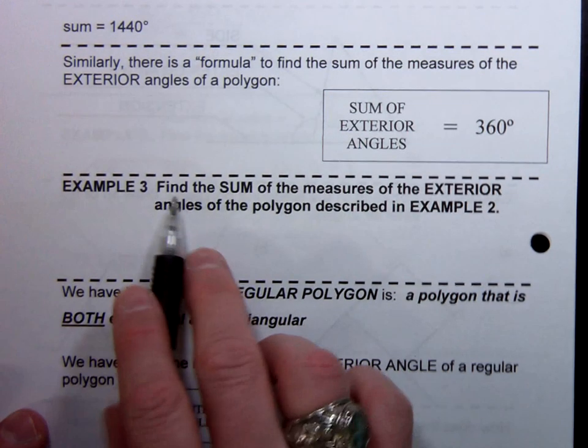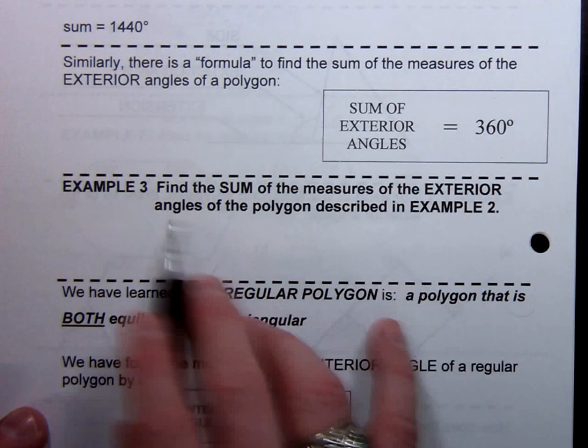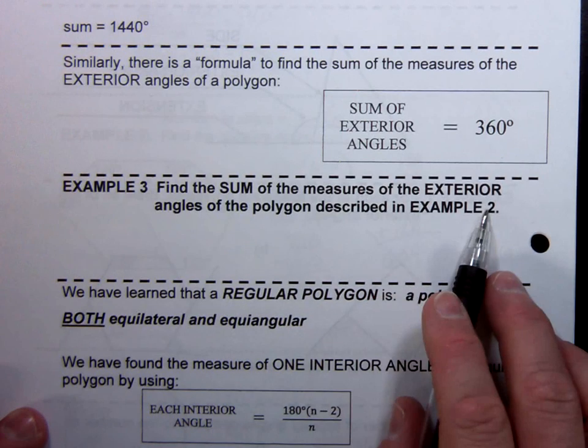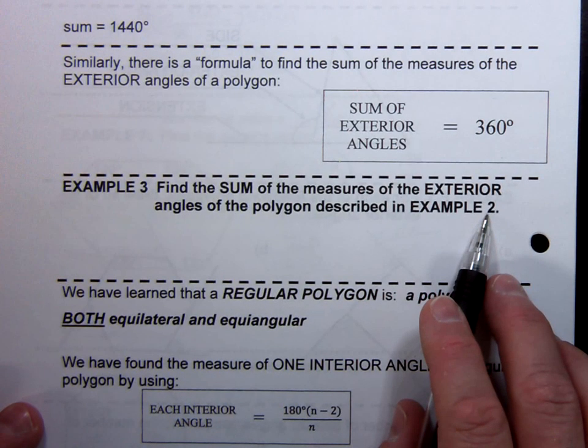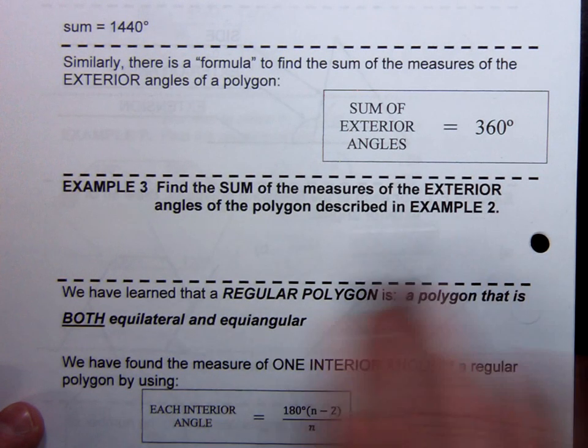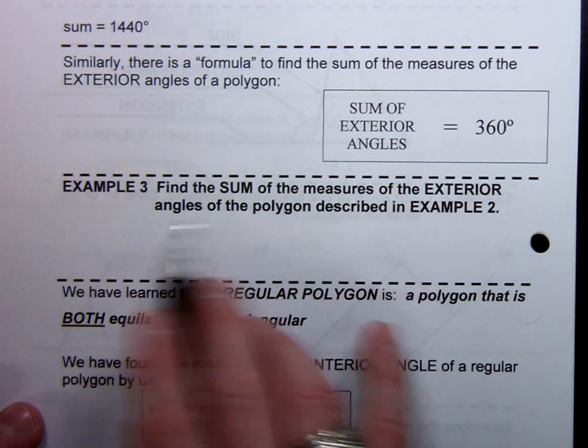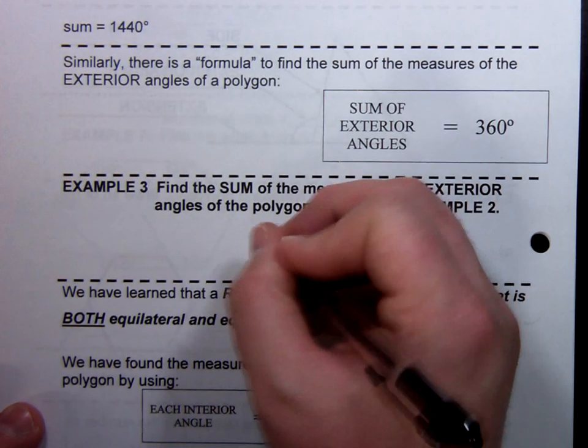So when it says find the sum of the measures of the exterior angles of the polygon described in example 2, I don't even have to look back at example 2 to see what type of polygon it is. If it asked me for the sum of the measures of the exterior angles of any polygon, I know the answer is 360 degrees.